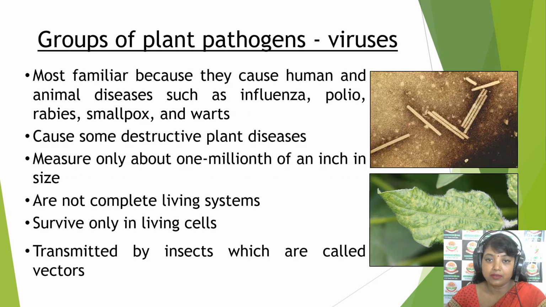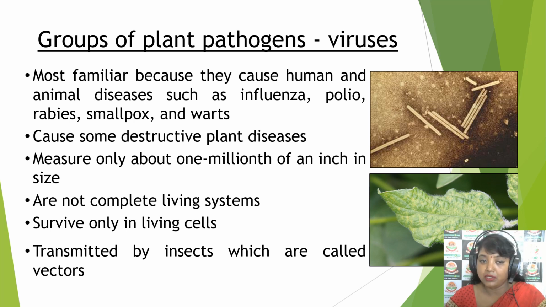Now viruses are the most familiar because they cause human and animal diseases such as influenza, polio, rabies, smallpox and warts. They can cause some very destructive plant diseases. Once the plants have been infected by the virus, it is very difficult to control and manage the disease. That's why it is very destructive. So it causes huge destruction in plants.